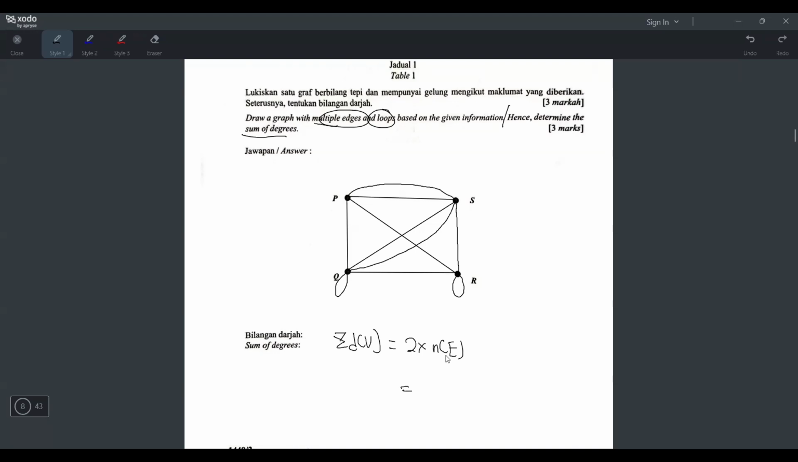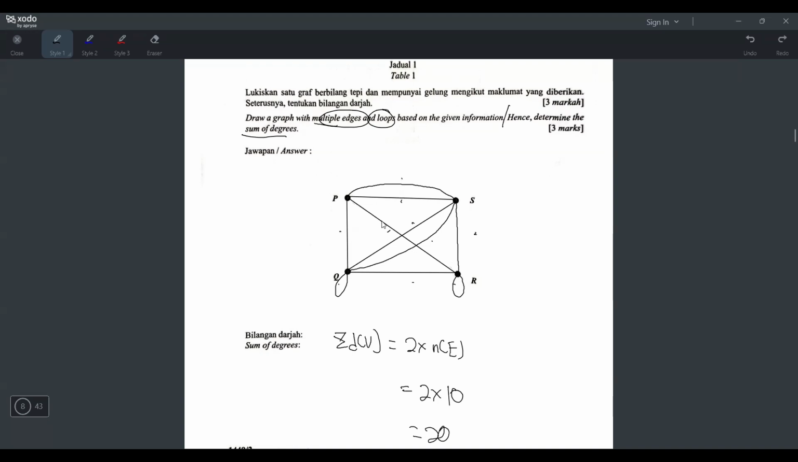So how to get the sum of degree? Just take 2 times number of edges, and we can count how many edges. 1, 2, 3, 4, 5, 6, 7, 8, 9, 10. So 10. So the sum of degrees will be 20. Remember when we count this as one edge.